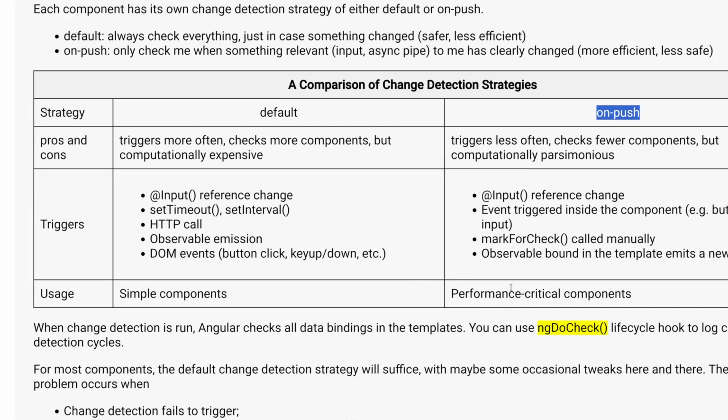You can use the ngDoCheck lifecycle hook to log change detection. Whenever a change detection cycle is run, you can use this lifecycle hook to log some information, like change detection for component top bar has been run. Change detection for my component home page has been run, and so on and so forth.